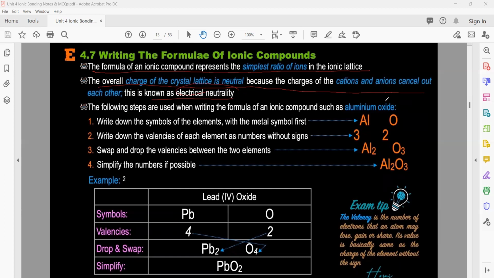Now, for example, here you have aluminium oxide. Aluminium oxide is formed due to ionic bonding. Why is it formed due to ionic bonding? Because aluminium is a metal and oxygen is a non-metal. So aluminium will lose electrons and become positive, and oxygen will gain electrons and become negative. So this positive and negative attract each other. So if you see the periodic table, as I told you before, try to understand. It's really, really easy.